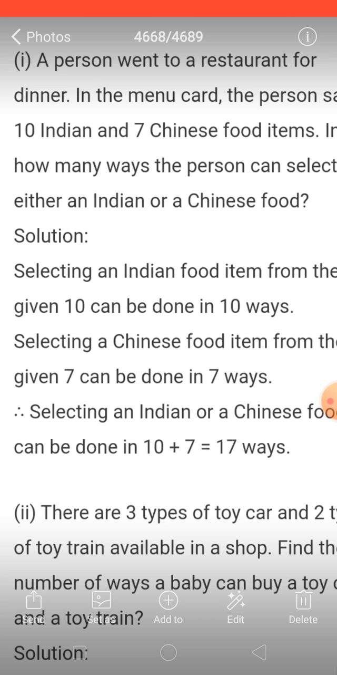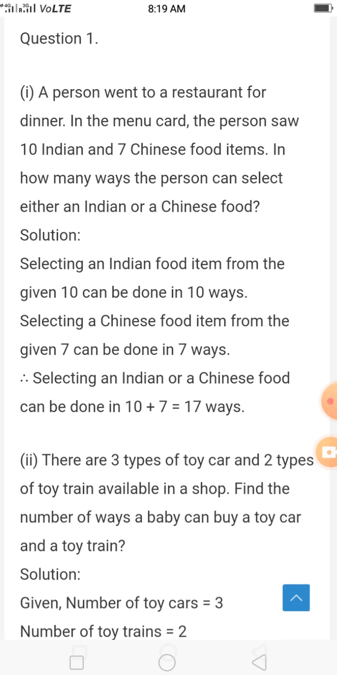Okay, so first of all, selecting an Indian food item from the given 10 can be done in 10 ways. So there are 10 Indian foods. How many ways can you select? 10 ways. And then selecting a Chinese food item from the 7 can be done in 7 ways. We usually know that. So there are 10 Indian foods, how many ways can we choose? Can we choose 10 different ways? Okay, 10 different items.